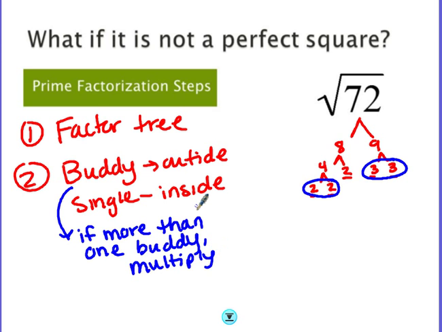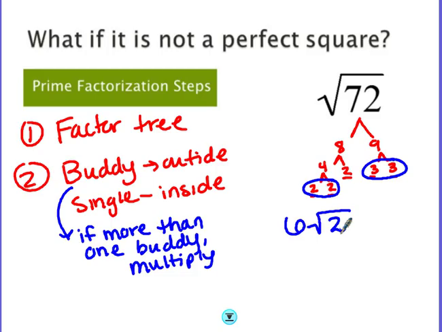Or if there's more than one single, you would multiply that as well. Okay? So 2 times 3 is 6. That gets to go outside, and then this 2 right here, square root of 2, has to stay on the inside. Okay? So the buddies, 2 and 3, come outside. 2 times 3 is 6. And then the 2 gets to come inside.